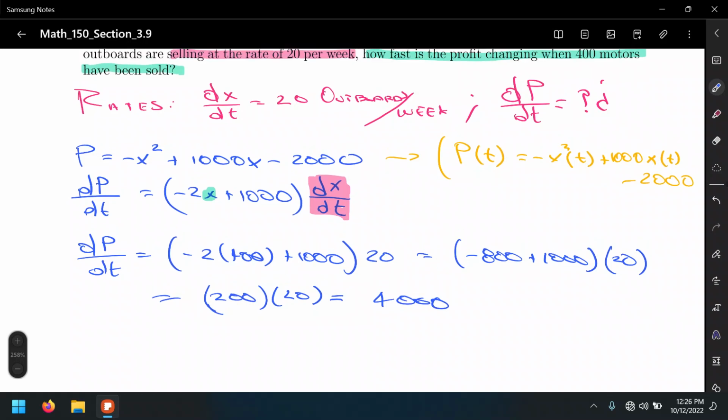So if P is profit, how do we measure profit? Which units do we use? Dollars, all right, $4,000, and in this case, per week, right? So what would be the conclusion? Are you making money or are you losing money?